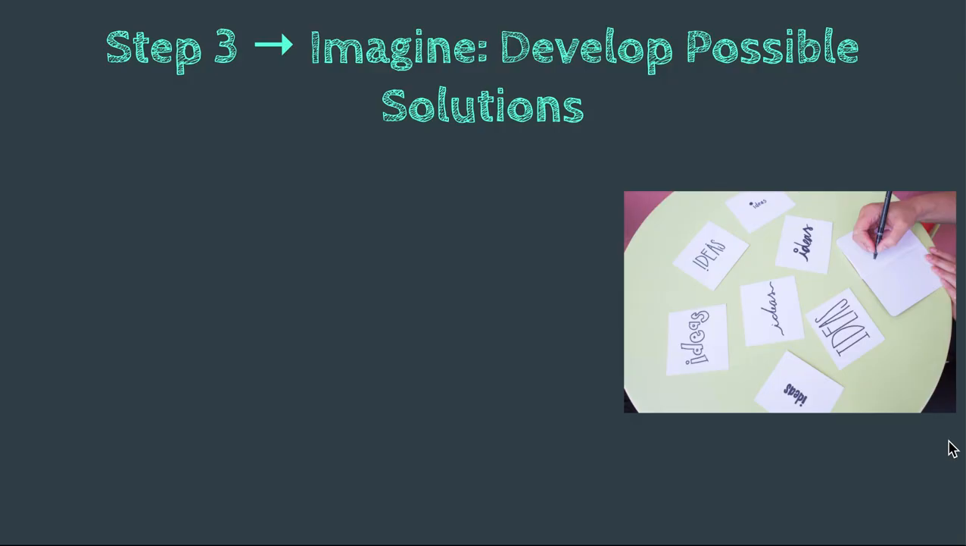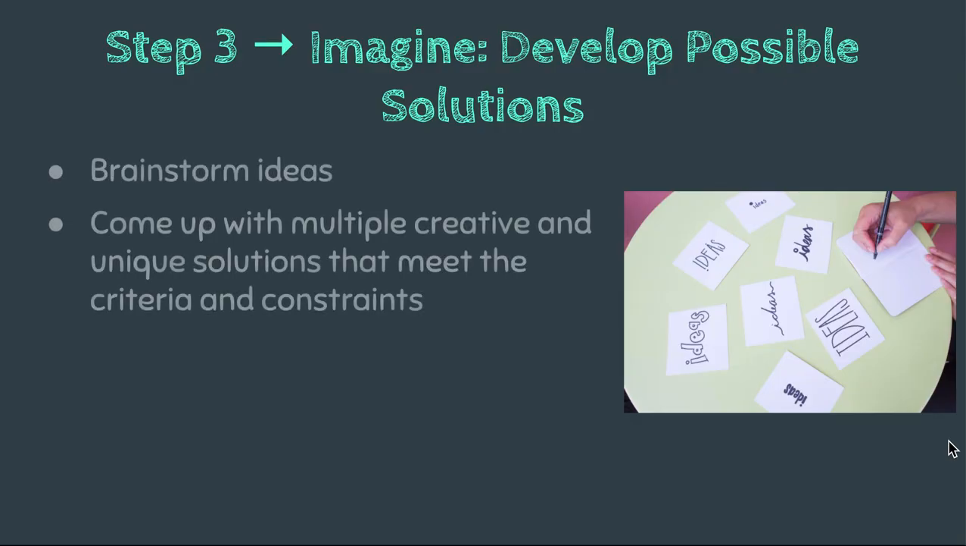Step 3 is imagine or develop possible solutions. And in this step, some teachers call this just the brainstorming step because you're spending a good amount of time brainstorming ideas. Your goal is to come up with multiple creative and unique solutions that meet both the criteria and the constraints.